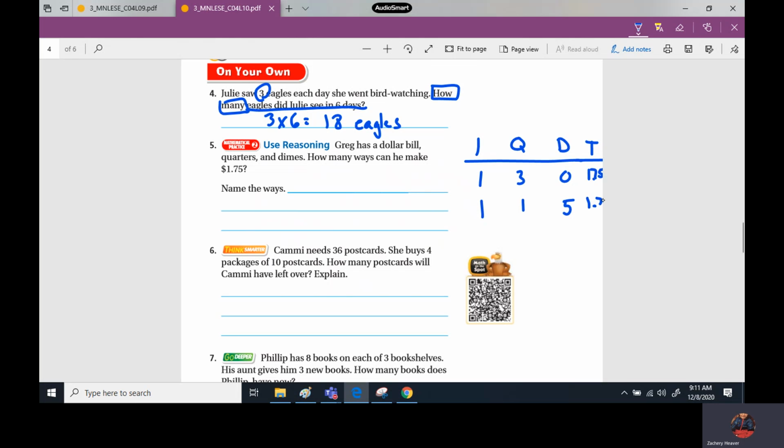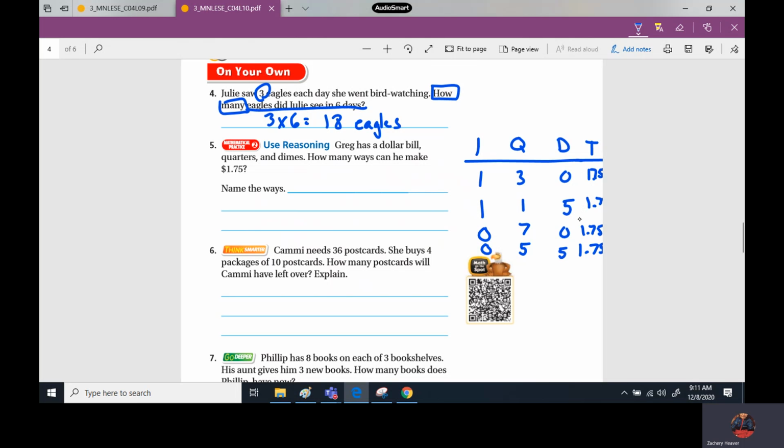Because that's 50 cents. He could have $0 and 7 quarters with 0 dimes, because that's $1.75. Or he could have $0, 5 quarters, which makes $1.25, and 5 dimes, which makes $1.75.